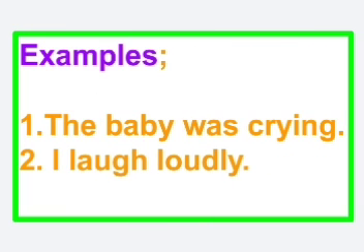See the first one: The baby was crying. Here no object is required. No one receives the action. The baby is the subject, was crying. Let's see the next example: I laugh loudly. Here I is the subject. Loudly is the adverb, which describes the verb laugh. So there is no receiver of this action.